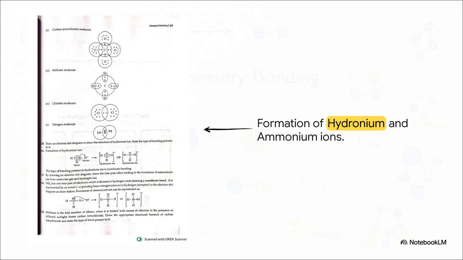You absolutely must master these 2 specific structures for your board exams. The hydronium ion, formed when water donates a lone pair to a hydrogen proton, and the ammonium ion, formed when ammonia does the exact same thing. In both cases, notice how the central atom already had its stable octet, but just had a spare pair of electrons sitting around doing nothing.